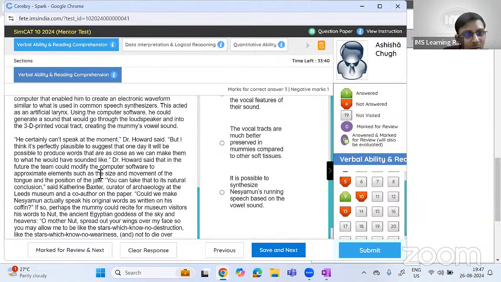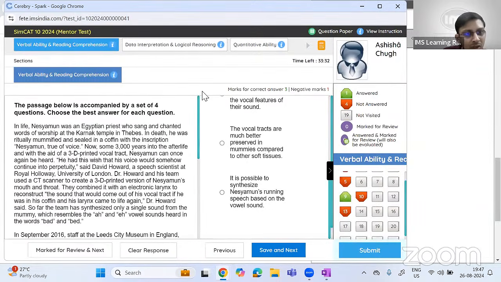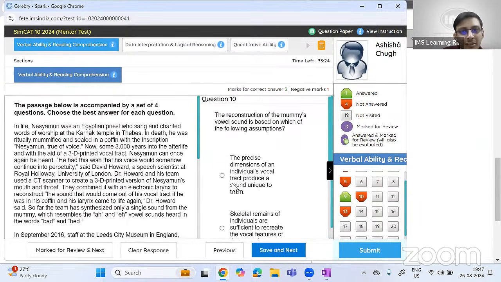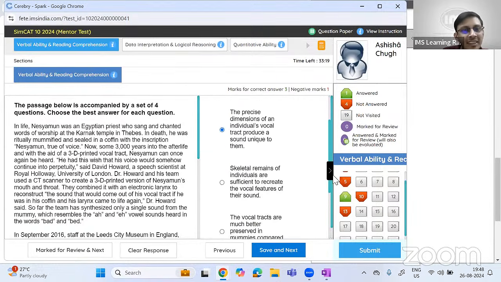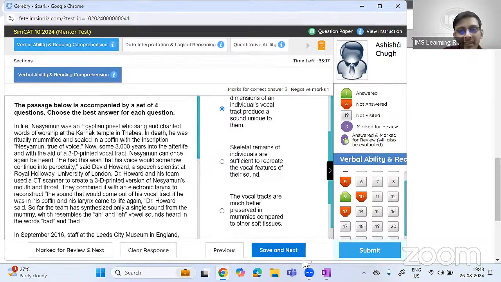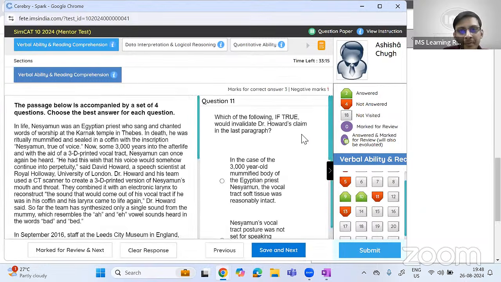That further the team could modify, such as the size and movement of the tongue and the position of the jaw. So it's all about the size and movement of the tongue and position of the jaw. And here also, because we knew the dimensions, that is why we could do this. So I think the first option seems to be the most appropriate one, because we need the precise dimensions in order to recreate the 3D printing. I'll go with this.